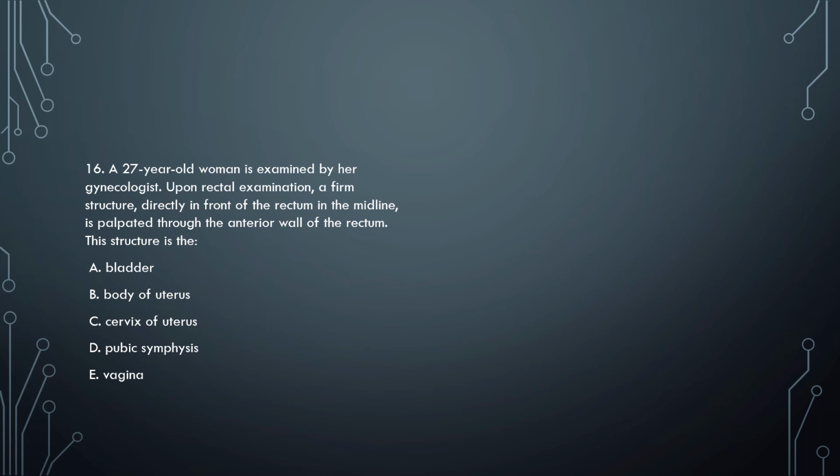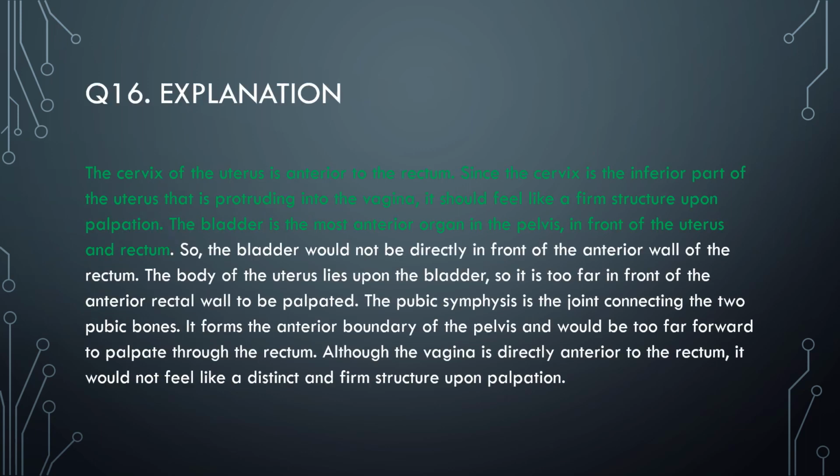Question. A 27-year-old woman is examined by her gynecologist. Upon rectal examination, a firm structure directly in front of the rectum in the midline is palpated through the anterior wall of the rectum. This structure is the cervix of uterus. Why? The cervix of uterus is anterior to the rectum.